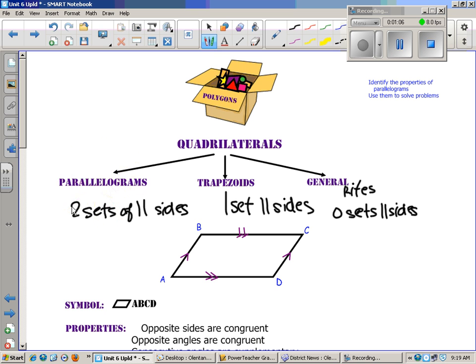Okay. So we divide quadrilaterals into how many parallel sides they have. 2 sets, 1 set, no sets. Okay? And today we're just going to look at parallelograms.